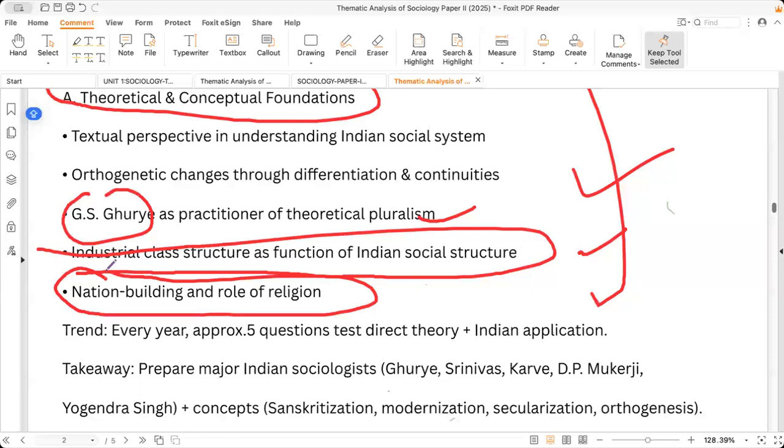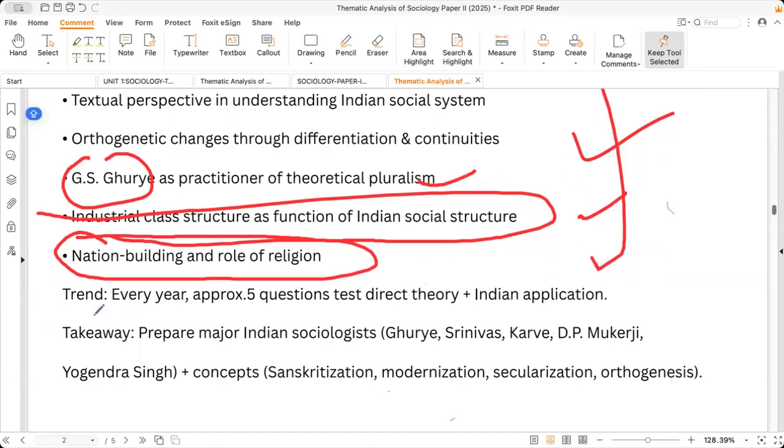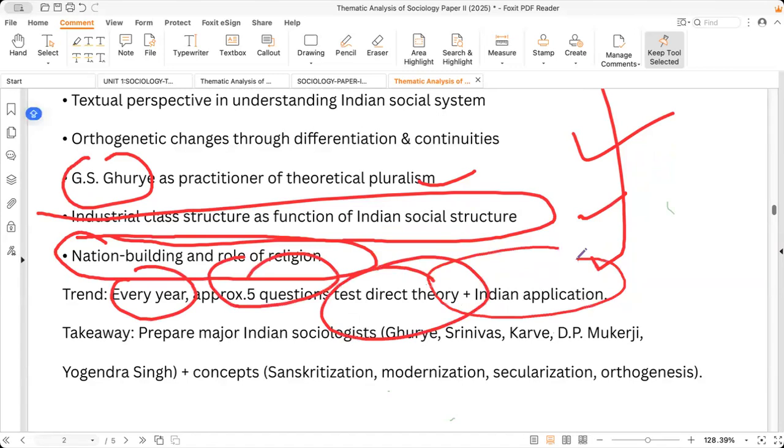Reading one thing many times, seeing the pattern and adapting it according to what UPSC is asking, and not any particular coaching or tutor, but what UPSC is asking. If you are following the pattern of UPSC, this paper can be tackled and you can score 140, 150 in Sociology Paper 2 as well. So the trend is that every year approximately 5 questions on direct theories are asked, plus Indian application.